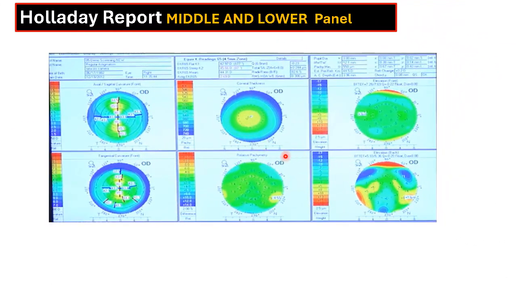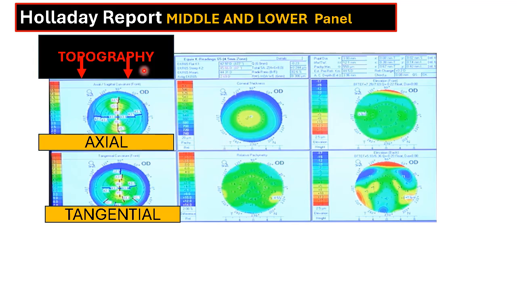Still in the holiday report, as I said, this is the demographic data after it has been finished, and this is the middle upper zone I spoke about, and this is the upper right zone. We are left with 6 maps here. Quickly, the initial one is the topography map, which shows the axial map and the tangential map.